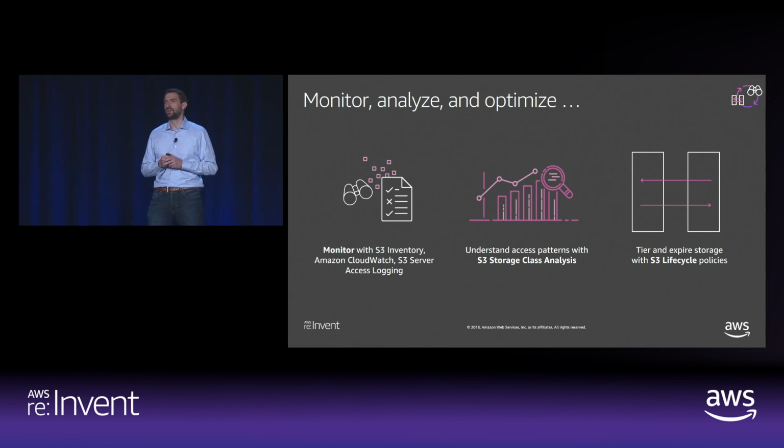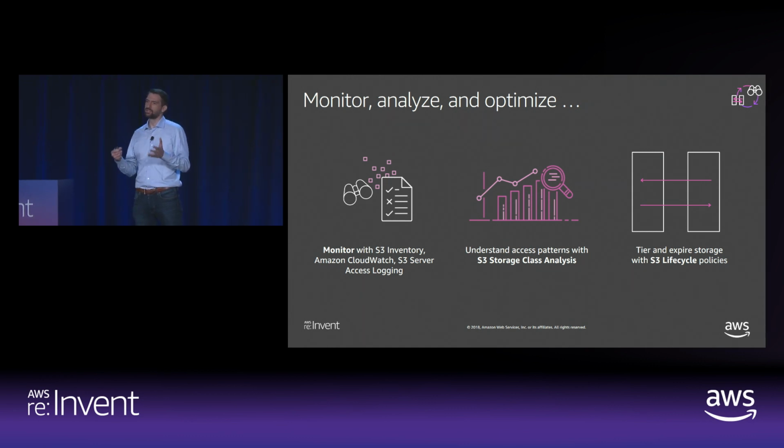We have two other features to analyze and then optimize your storage, called S3 Storage Class Analysis and S3 Lifecycle policy. And those two work really well together. I'll give you more examples later on, but essentially, you can analyze your access patterns with S3 Storage Class Analysis and then move storage which is infrequently accessed from a frequently accessed storage class down to a less frequently accessed storage class. And because frequency drives cost, you can save money by going from Standard to S3 Standard Infrequent Access.